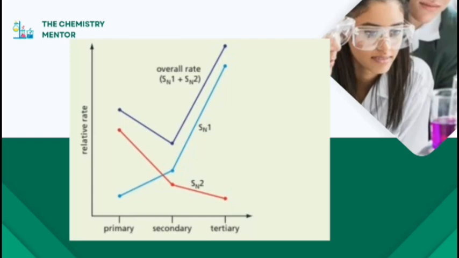These two effects reinforce each other. The SN1 reaction is faster with tertiary halogenoalkanes than with primary halogenoalkanes, whereas the SN2 reaction is faster with primary halogenoalkanes than with tertiary halogenoalkanes. Overall, we expect primary halogenoalkanes to react predominantly by the SN2 mechanism, tertiary halogenoalkanes to react predominantly by the SN1 mechanism, and secondary halogenoalkanes to react by a mixture of the two.